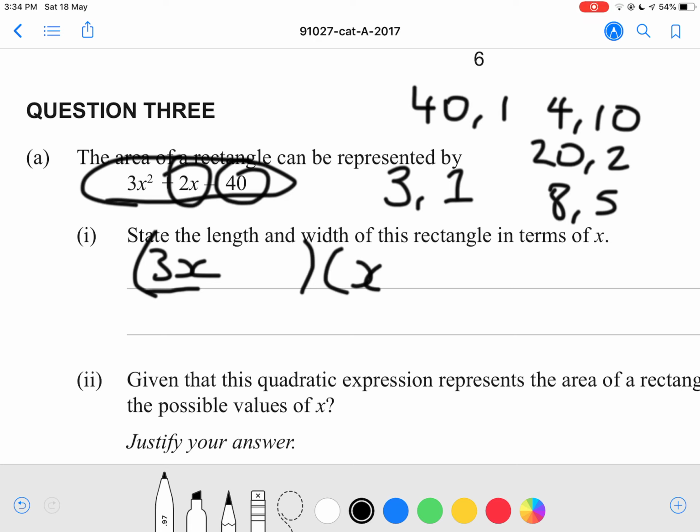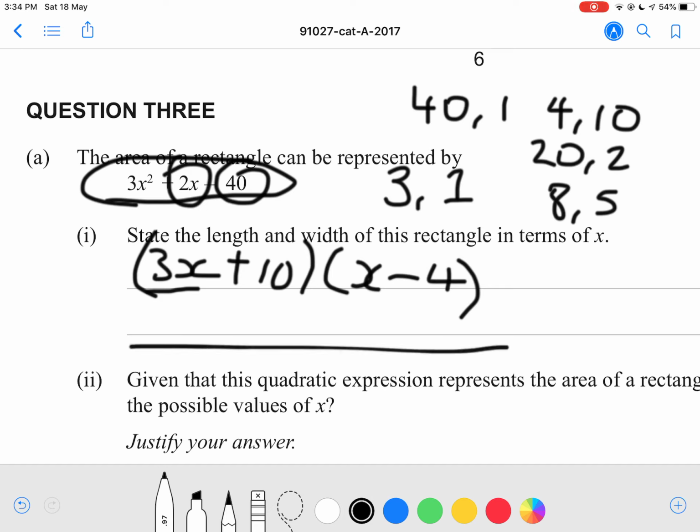So basically, if we say 4 and 10, for example, we could say that this is negative 4. We can say this is positive 10. So negative 4 times 3x, that's negative 12x, and then plus 10 multiplied by x, so plus 10x, is negative 2x, so this is right. So therefore, stating the length and the width in terms of x, one side is 3x plus 10 and the other is x minus 4. So basically this is all you have to do. You don't have to do anything else. Don't write x equals something else. Just write this out, and that gets you an achieved.